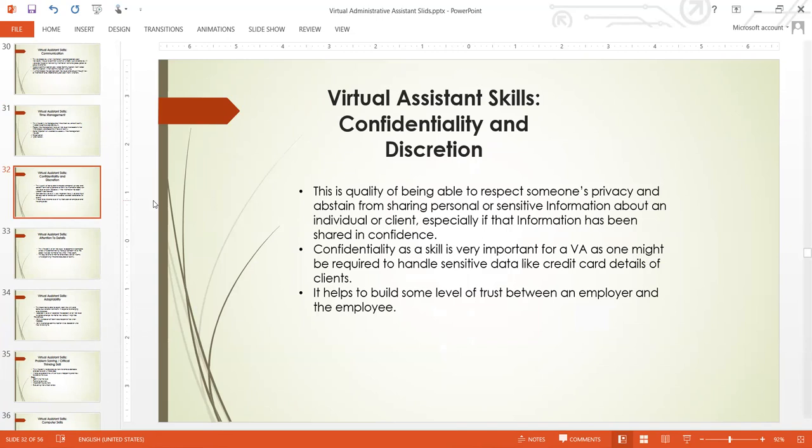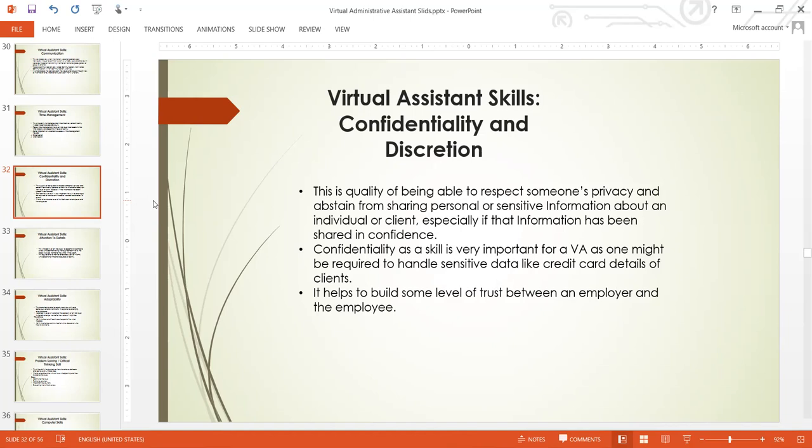confidentiality and discretion. This is a quality of being able to respect someone's privacy and abstain from sharing personal or sensitive information about an individual or client, especially if that information has been shared in confidence. So, as a virtual assistant, you are going to be handling a lot of sensitive information. It's a lot of sensitive documents. You're going to be working as a PA.